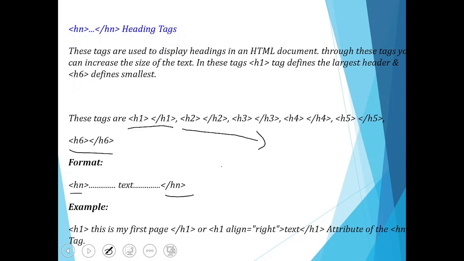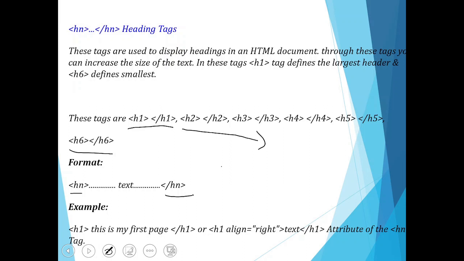The format is: write the heading tag, followed by the text, followed by the closing heading tag. So if it's an H1 tag, then you have to do the closing as H1. If you're doing H2, then you have to do the closing as H2. So on and so forth till H6.